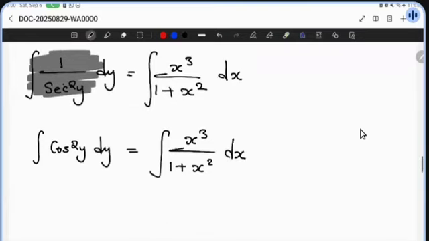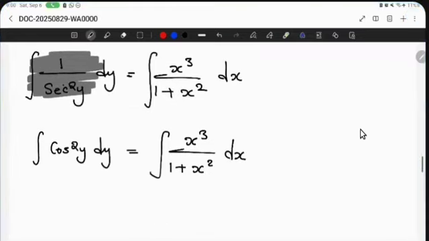Now, it is correct. That's the first thing. You see, now all you have to worry about is how to integrate cos squared. How do you integrate cos squared?